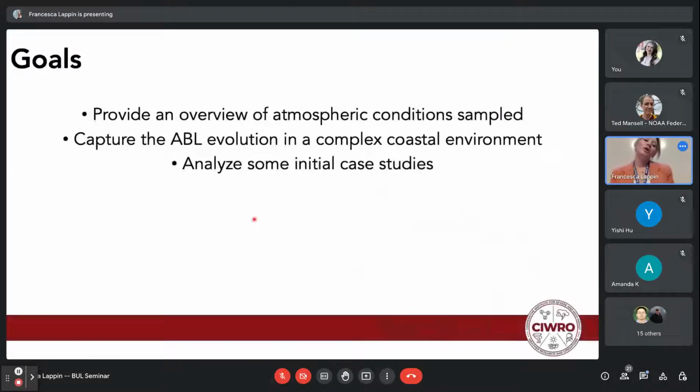But with this talk, since this is pretty initial, I've only been back from this campaign for a few weeks, it feels like, month and a half-ish, I'm going to provide an overview of the conditions that we sampled, see if we've captured the evolution in a complex coastal environment, and take a look at some initial case studies.